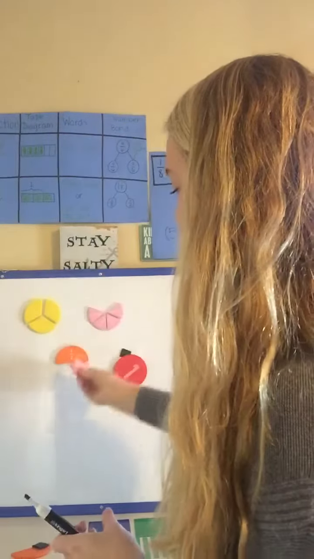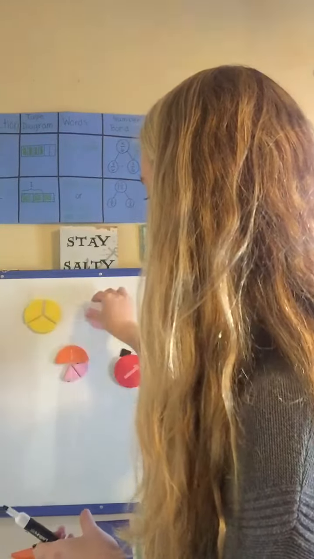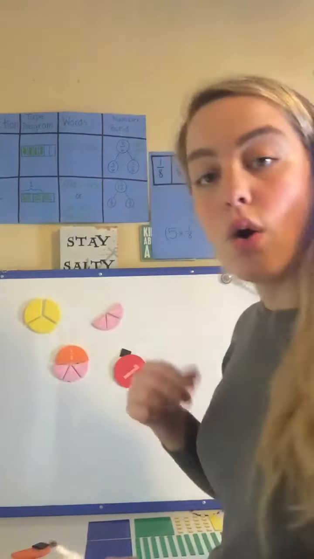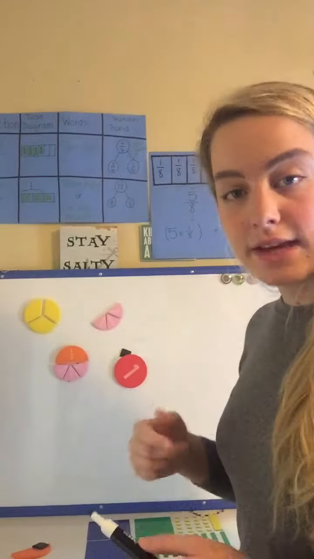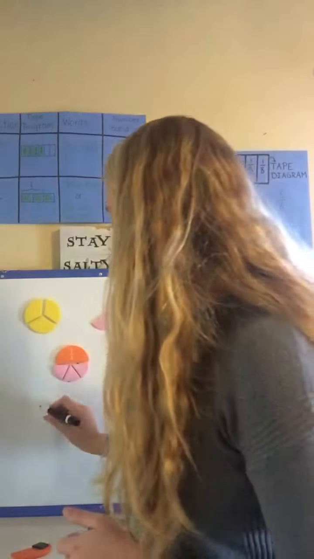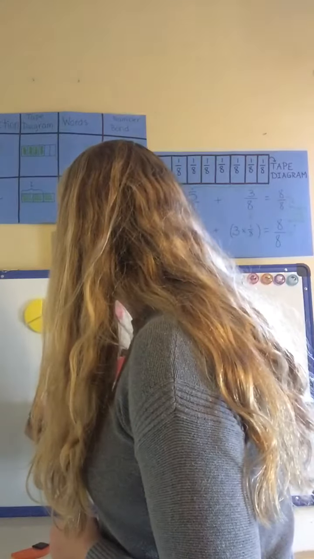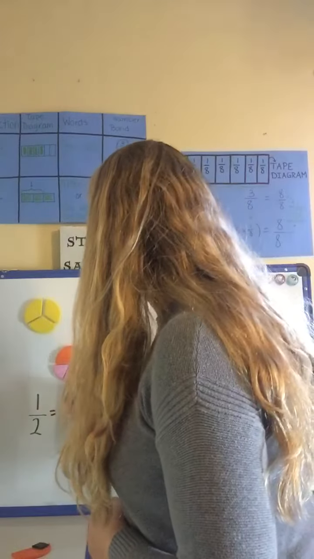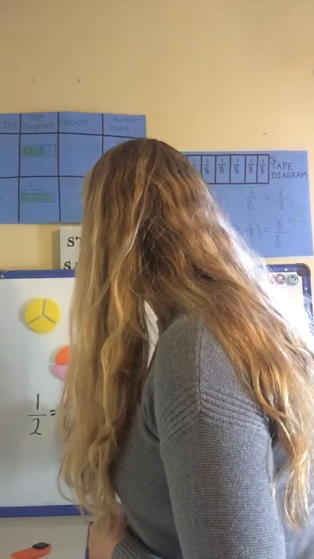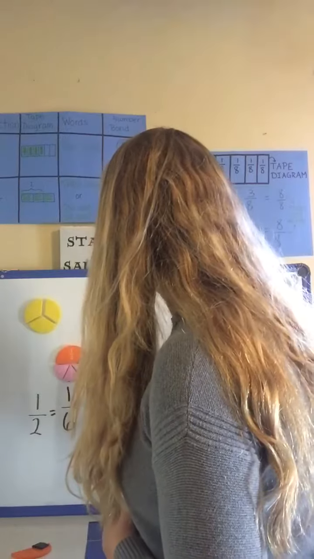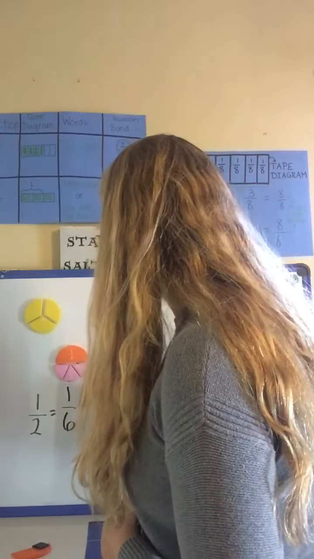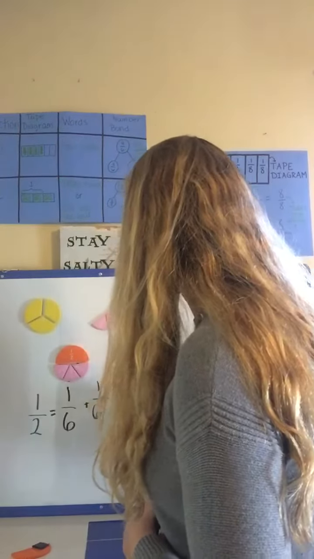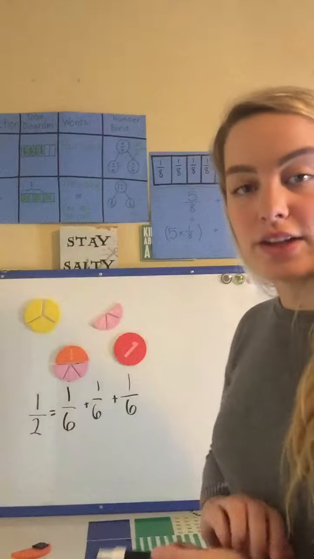So we have 1/6, we have 2/6, and then we have 3/6, and that's able to make a whole. So how we could write this as an equation is we could say that 1/2 is equal to 1/6 plus 1/6 plus 1/6, because that got us the same value for both of them.